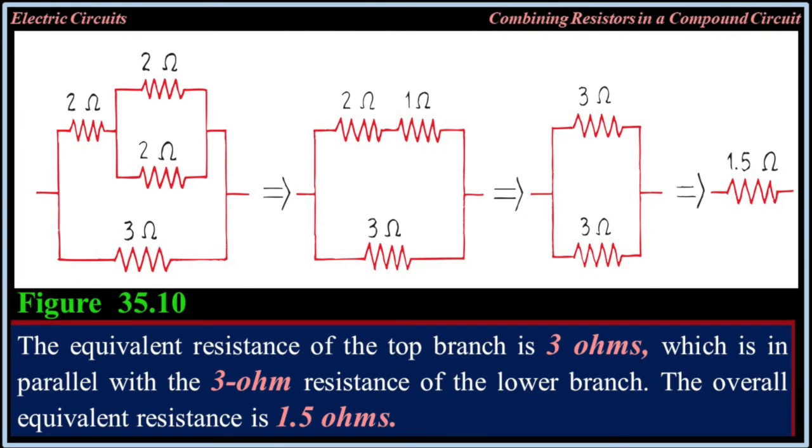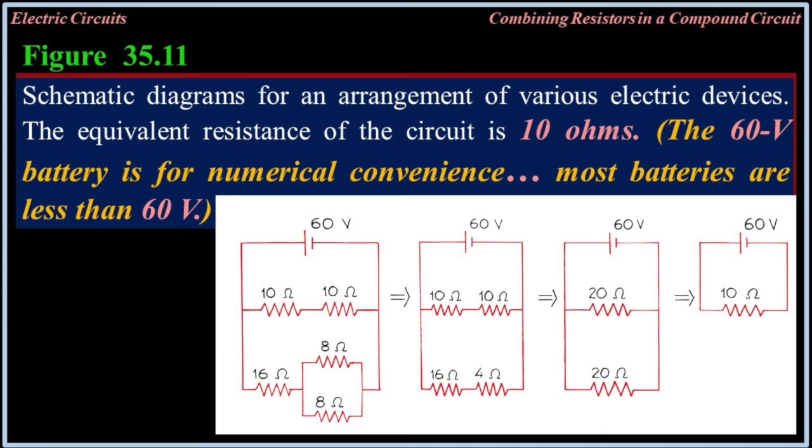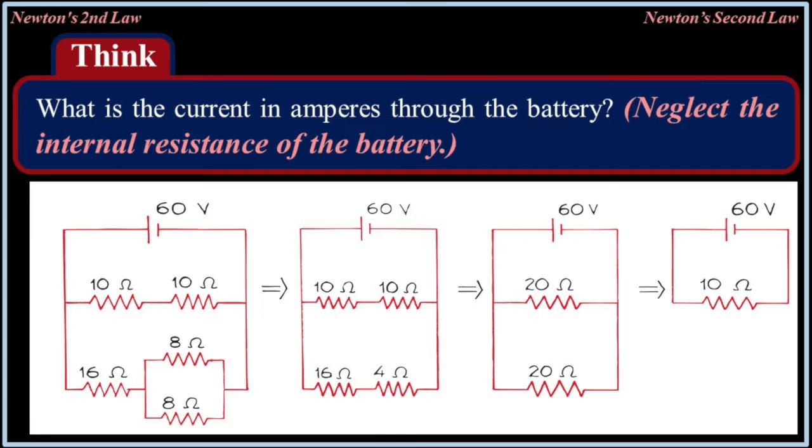Figure 35.10. The equivalent resistance of the top branch is 3 ohms, which is in parallel with the 3 ohm resistance of the lower branch. The overall equivalent resistance is 1.5 ohms. Figure 35.11. Schematic diagrams for an arrangement of various electric devices. The equivalent resistance of the circuit is 10 ohms. The 60-volt battery is for numerical convenience. Most batteries are less than 60 volts. Think: what is the current in amps through the battery, neglecting the internal resistance of the battery?